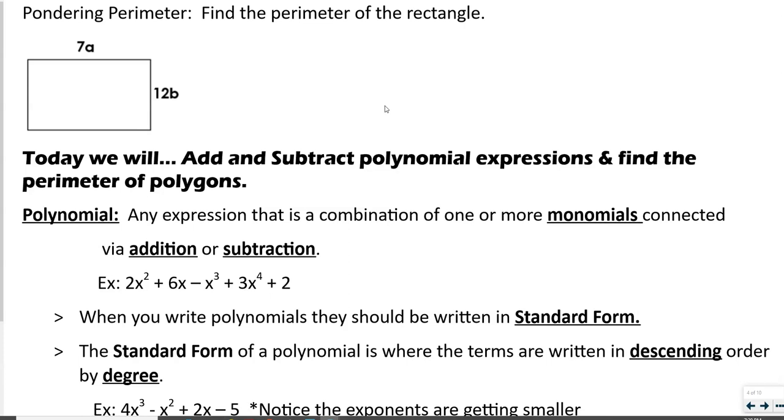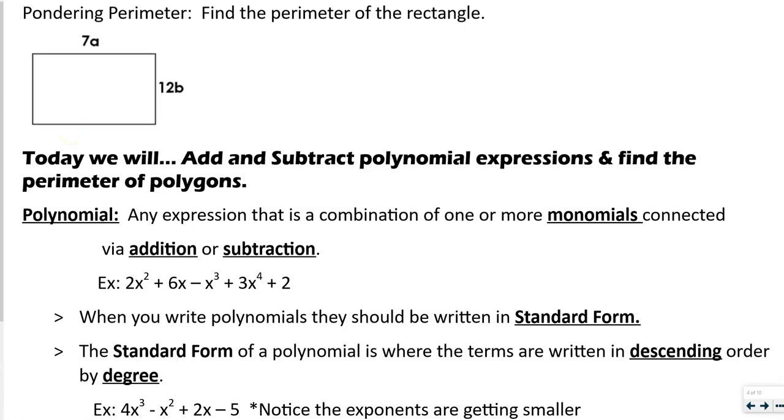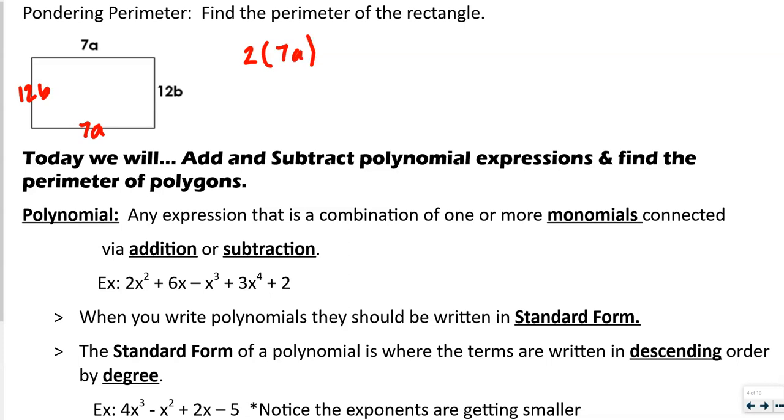So hopefully you know that this down here is 7a, right? And this over here is 12b because opposite sides in a rectangle are congruent, right? So you could do 2 times 7a plus 2 times 12b. 2 times 7 is 14, so that would be 14a, plus 2 times 12 is 24, so that would be 24b. So that would be the perimeter of that rectangle.